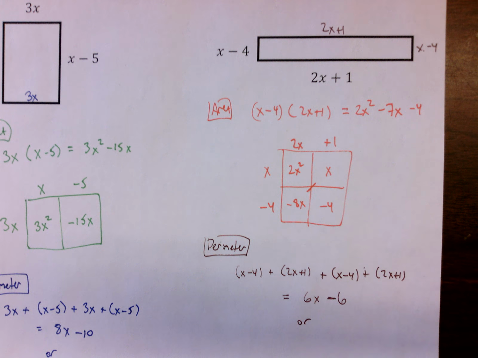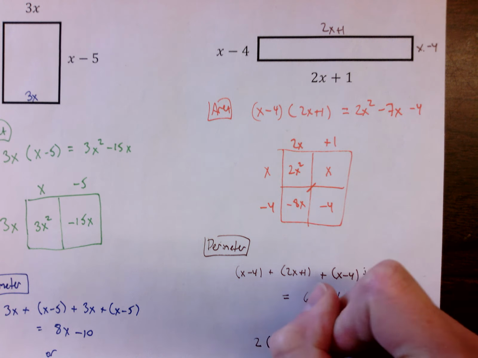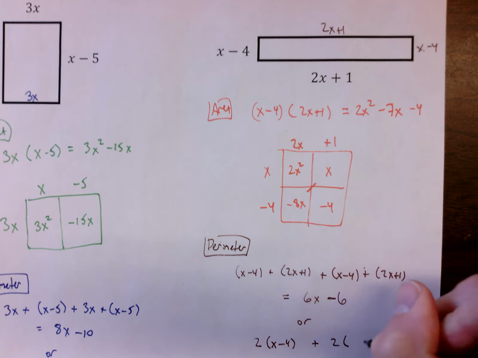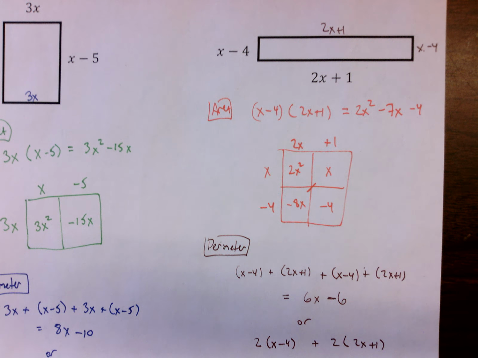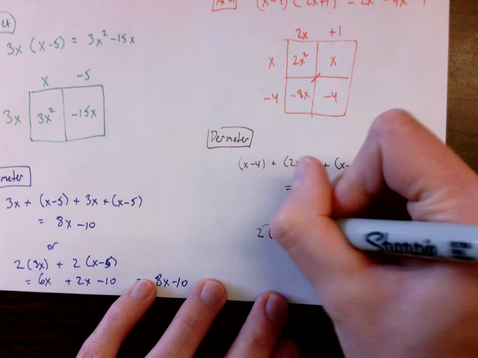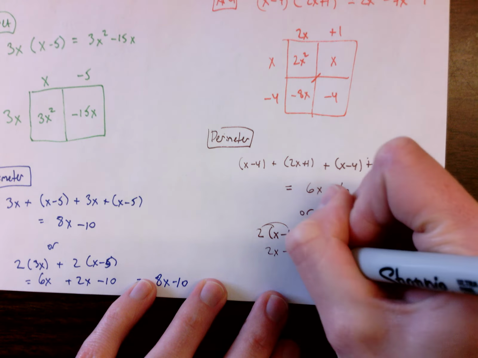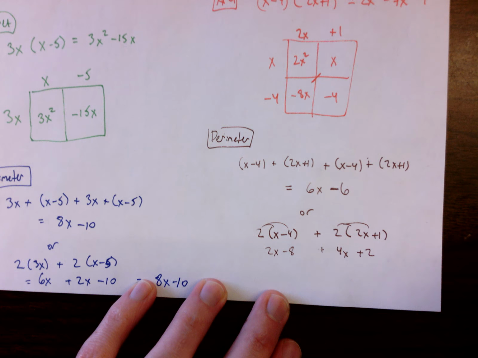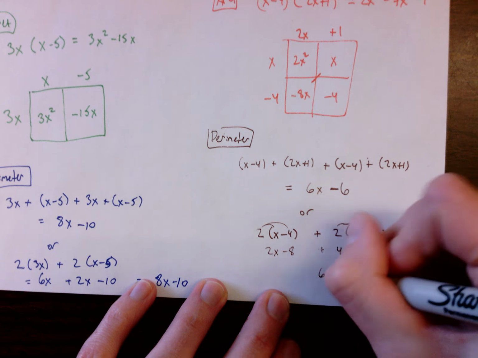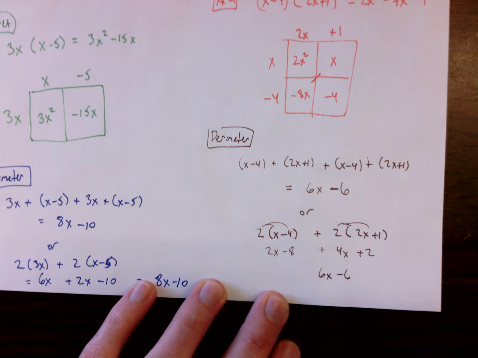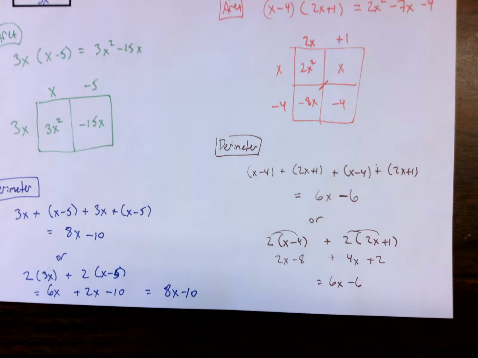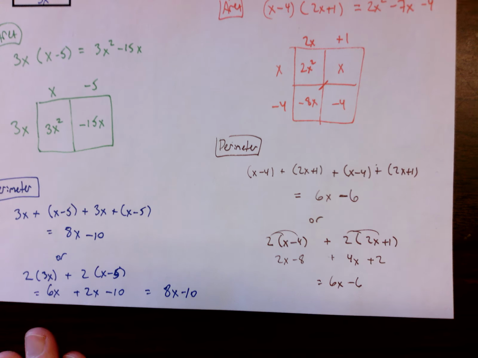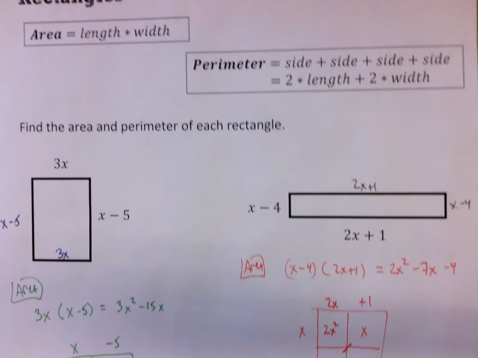You can do it that way, or your other option is to do 2 times each side. We have 2 sides that are x minus 4 long, plus 2 sides that are 2x plus 1 long. I'm going to do my distributive property. That gives me 2x minus 8, and this side gives me 4x plus 2. Then combine like terms: 2x plus 4x is 6x, negative 8 plus 2 is negative 6. Again, we got the same answer either way. You can do it either way and it doesn't make a difference. It's totally up to you. And that's it, finding area and perimeter of rectangles, nothing too fancy.